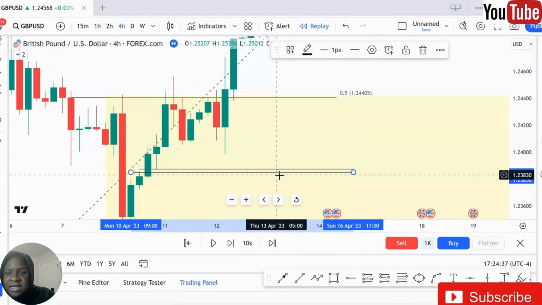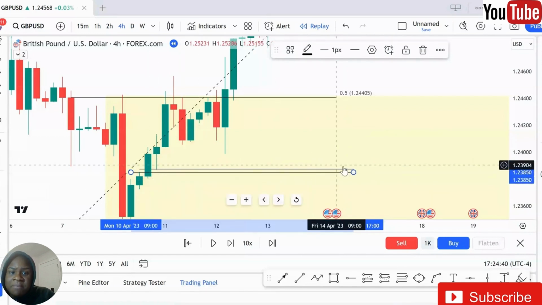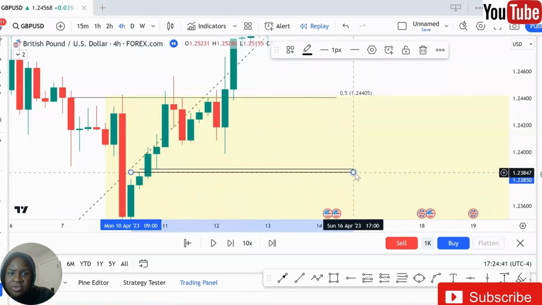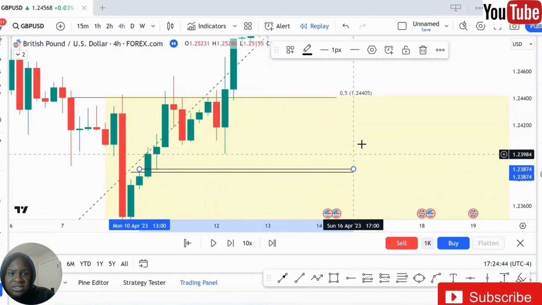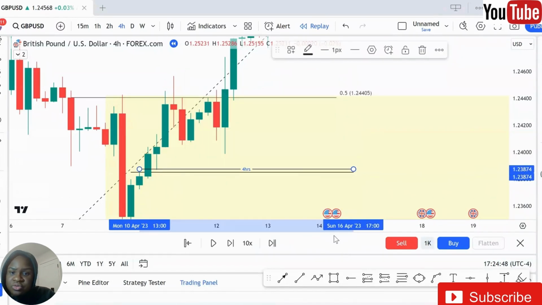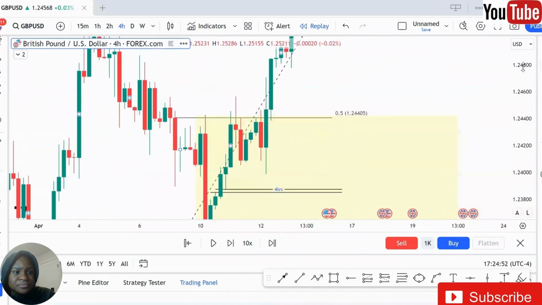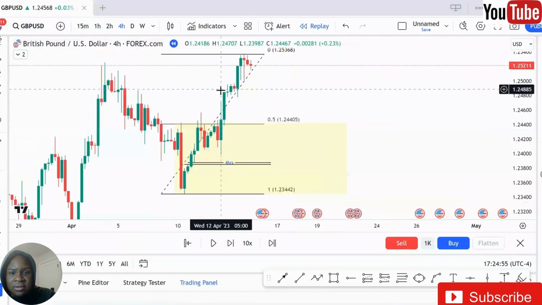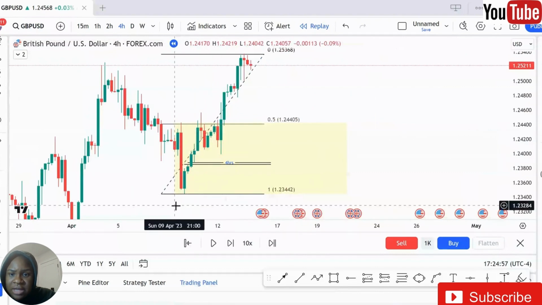That means if market gets down here, there's high tendency market can react around here. You can label it for your own convenience. You can come here and type in 4 hours, just to remind you that that area is a fair value gap of 4 hours. Okay, then what again? This is still below discount. We have our order block.